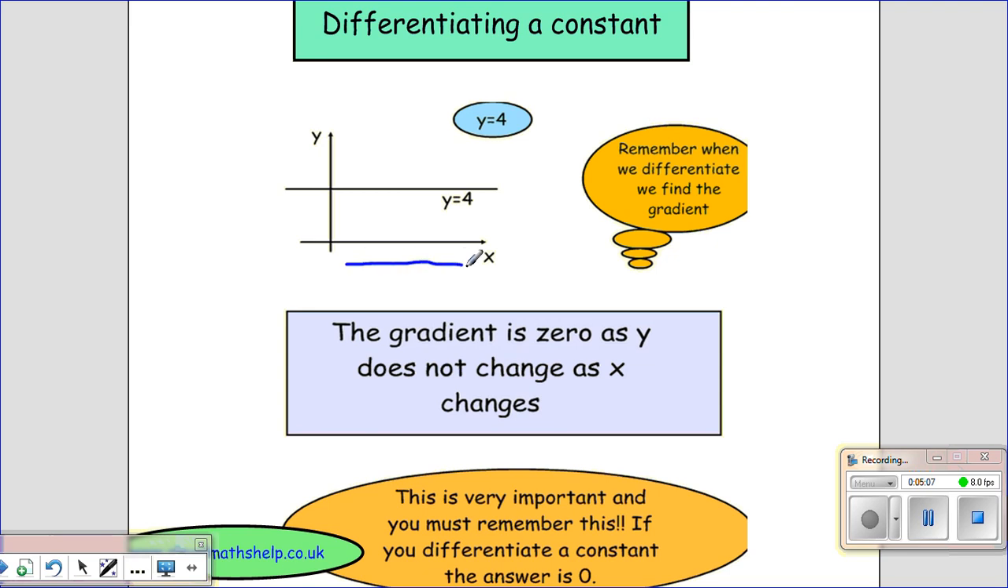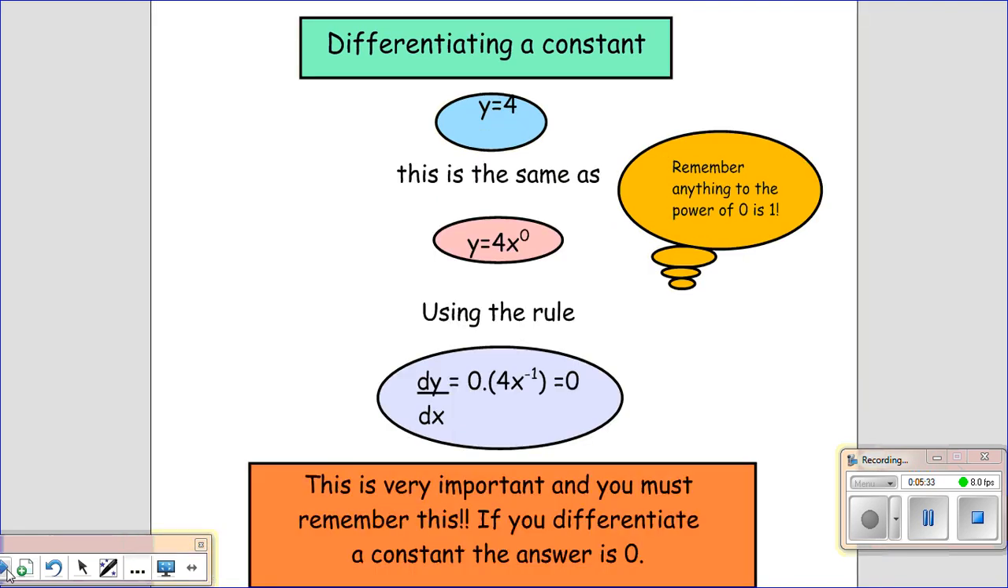So as x changes, y stays the same. Y just always equals 4. It doesn't matter what value of x you have. When x is 1, 2, 3, 4, y just stays as y equals 4. So we have a 0 gradient. So when we differentiate a constant, we get the answer 0. So dy by dx would equal 0. Now doing it more formally using the rule, if I had y equals 4, this is actually the same as y equals x to the 0, because anything to the power of 0 equals 1, and 4 times 1 would equal 4.